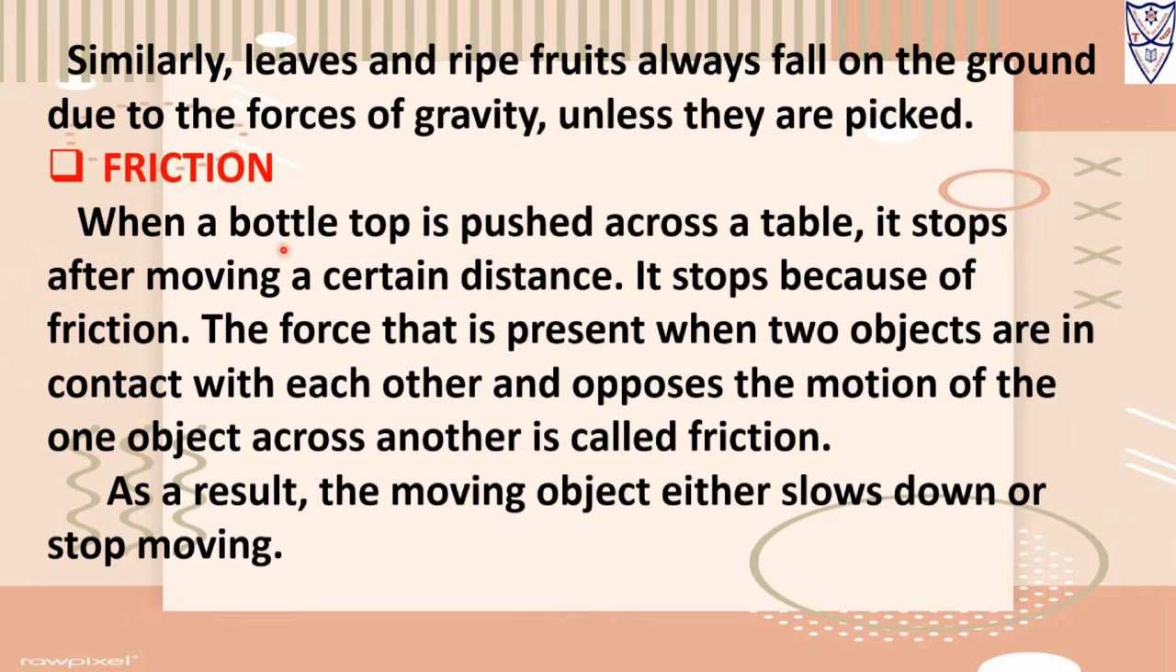Friction. When a bottle top is pushed across a table, it stops after moving a certain distance. It stops because of friction. The force that is present when two objects are in contact with each other and opposes the motion of one object across another is called friction. As a result, the moving object either slows down or stops moving.